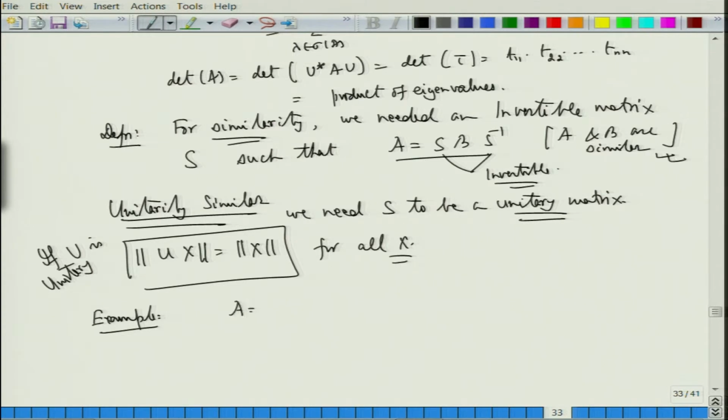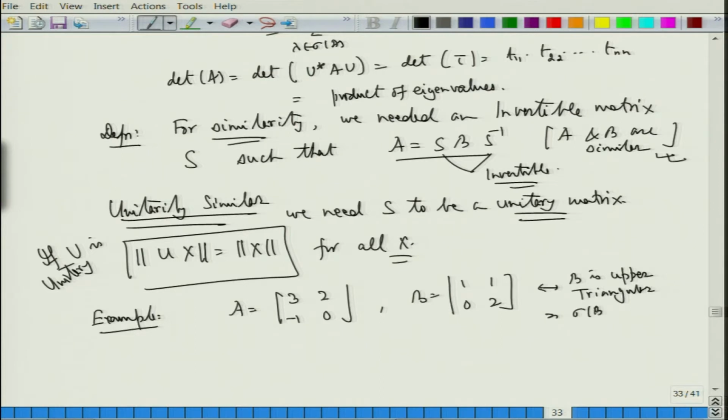Let us look at this matrix A, which is 3 2 minus 1 0, and B as 1 1 0 2. I would like you to see the eigenvalues of these two. B is already upper triangular, and therefore sigma of B consists of just 1 and 2, and B is diagonalizable. Why is it diagonalizable? B is diagonalizable because it has distinct eigenvalues.